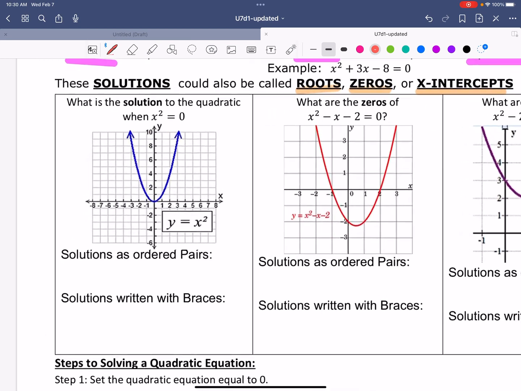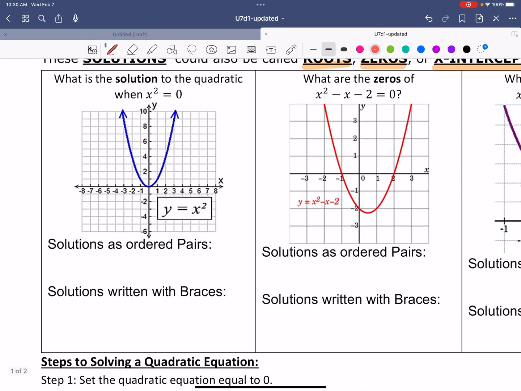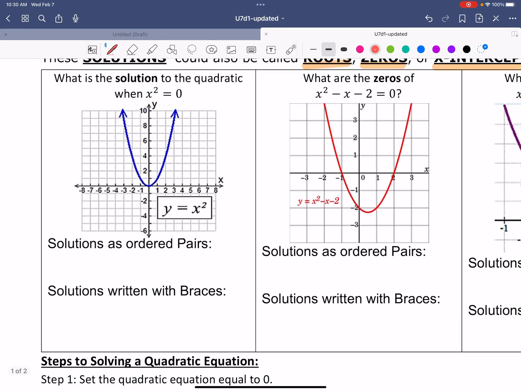So let's start by looking at our first quadratic, and they want to know what is the solution to the quadratic when it's set equal to 0. That's just a real fancy way of saying, okay, let's go to our x-axis and find where that quadratic intersects that x-axis. You can see that it intersects the x-axis at one spot. So we're going to call this one solution.